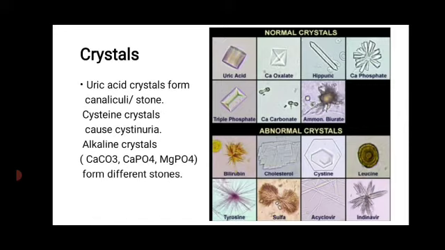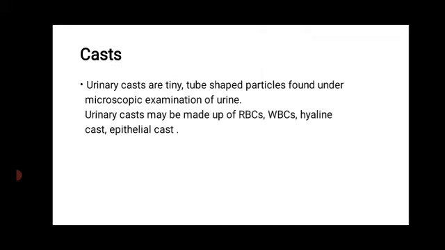You can also see the abnormal crystal shapes like bilirubin, cholesterol, cystine and leucine, etc. So here are the pictures and diagrams showing the different microscopic appearance of the crystals in microscopic examination of the urine. Lastly, you can see the casts.